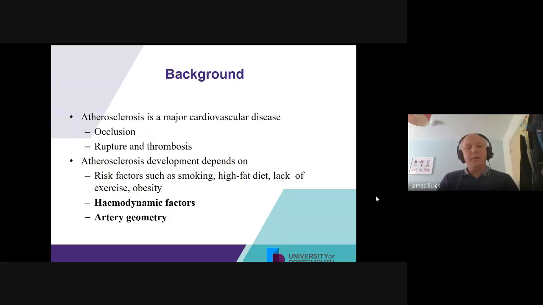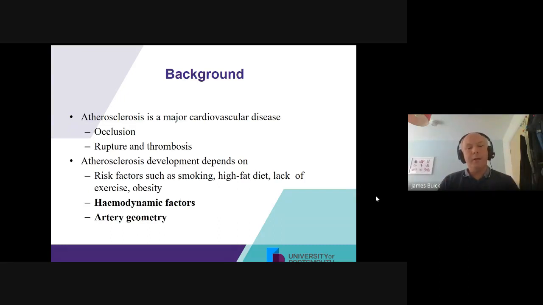So I'd like to start with a little background about atherosclerosis. It's a very major cardiovascular disease whereby you get the deposit of plaque on the side walls of the artery. Now, before I started looking at this in detail, I was obviously aware that the big problem that can occur is occlusion of the artery. So if the plaque grows to such an extent that the artery is closed off, then that reduces or even stops the blood flow, in this case up to the brain, and that obviously has very serious implications.